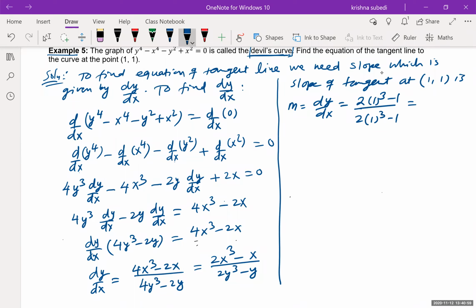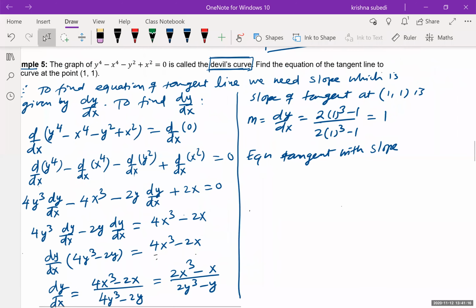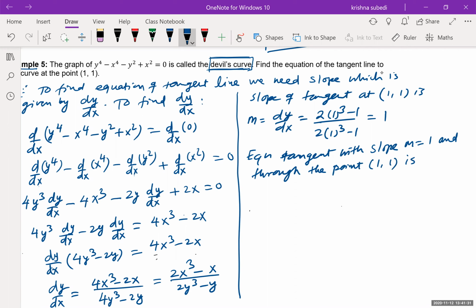Now we want to find the equation of the tangent line. The equation of the tangent with slope m equal to 1 through the point 1, 1 is given by y minus y1 equals m times x minus x1.